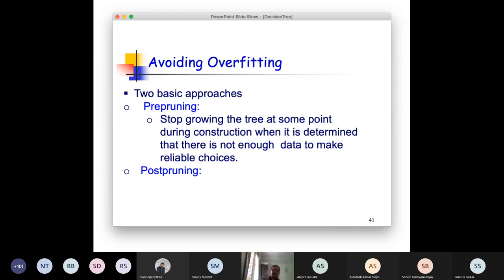But as a post-pruning strategy, what it does is it actually allows overfitting. When it grows a decision tree, you go till you make the training error 0. First you derive a tree which is an overfit over the training examples. That means you get a 0 error tree.